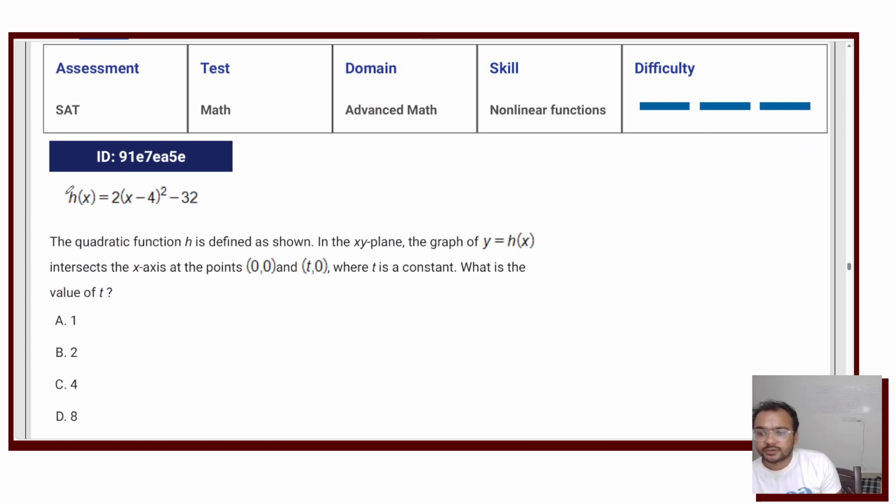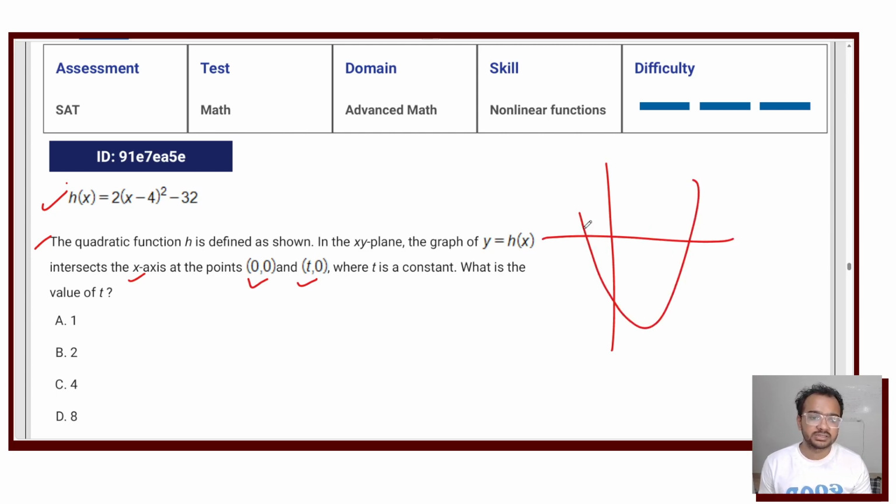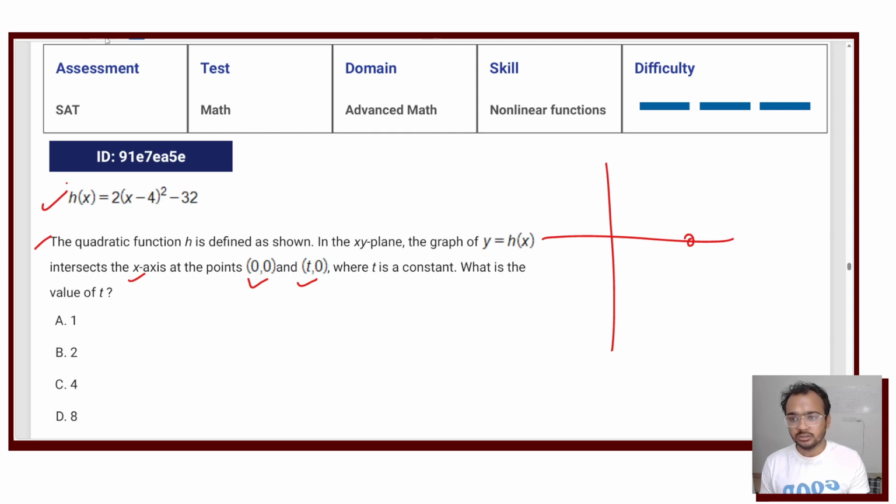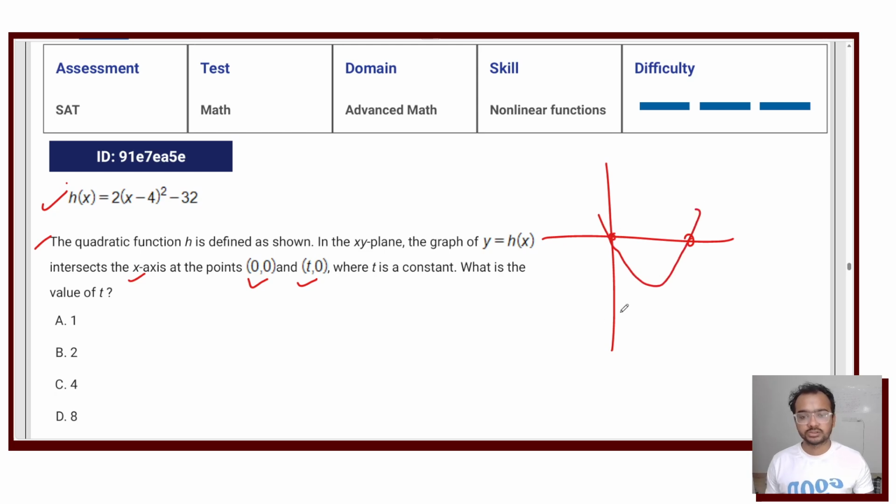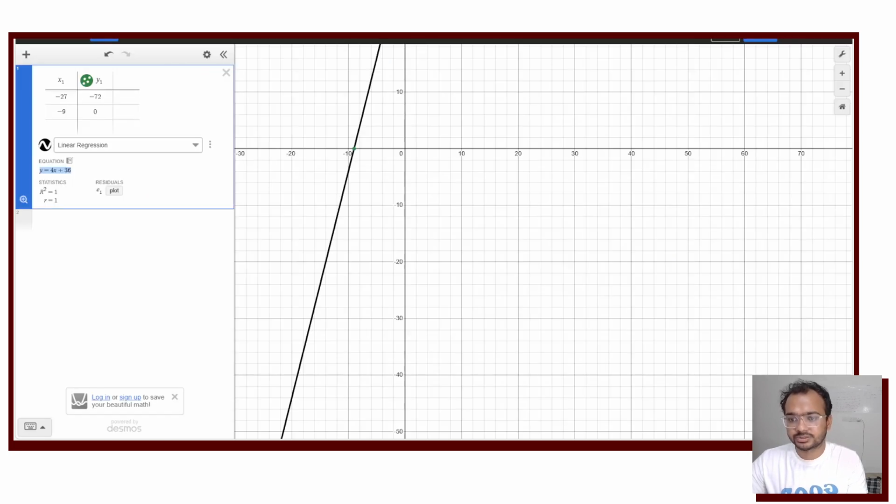Okay, so here we are given this function h of x, 2 times x minus 4 whole square minus 32. The quadratic function h is defined as shown. In the xy plane, the graph of y equal h of x intersects the x-axis at 2 points, 0, 0 and t, 0. So the graph will look something like this, and they have given one of the points, 0, 0. One of the roots is 0, 0. It should be passing through the origin then, and the other root will be somewhere either positive or negative. So we don't need to think much. We simply will plot it on Desmos and see what the roots are.